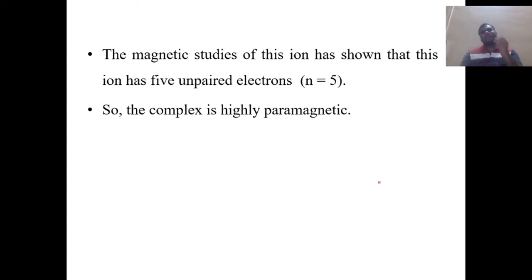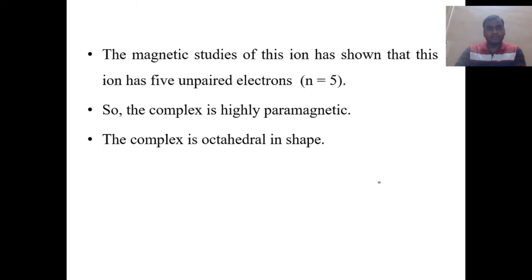So the complex is highly paramagnetic. As we know, if any complex has an unpaired electron, the compound or complex is paramagnetic. But see here, in this case, how many unpaired electrons are there? 5. In sp3d2 hybridization, the unpaired electrons are 5. So this complex is highly paramagnetic and the complex is octahedral in shape. Okay, there is no change in shape, only the hybridization is changed. So whether they are paramagnetic or diamagnetic, that concept is also changed.